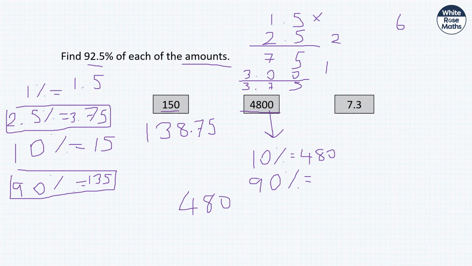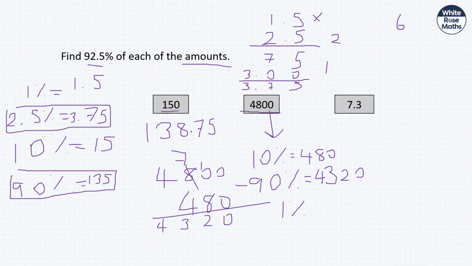So if I just take off 480 here from 4,800, to make it a bit easier for me. That's going to be 0. That I can't do, so I need to borrow. 10 take away 8 is 2. 7 take away 4 is 3. And I've got 4 there. So 90% is going to be 4,320.